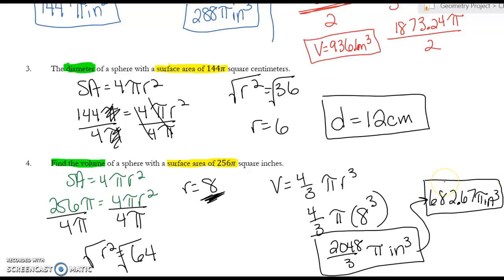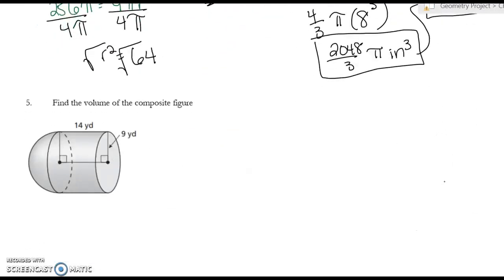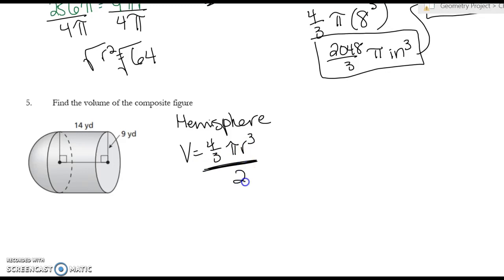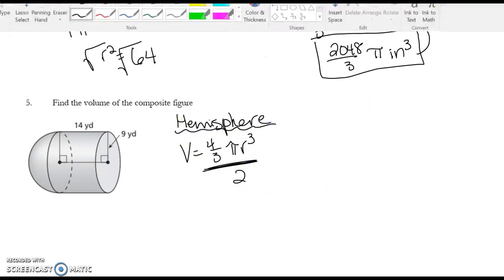Okay. All right, one last problem, and that is a composite problem. So what you have to do is figure out what you have. So I have a hemisphere on the left, and so that's going to be 4/3 pi r cubed, but then I'm going to divide that whole thing by 2.